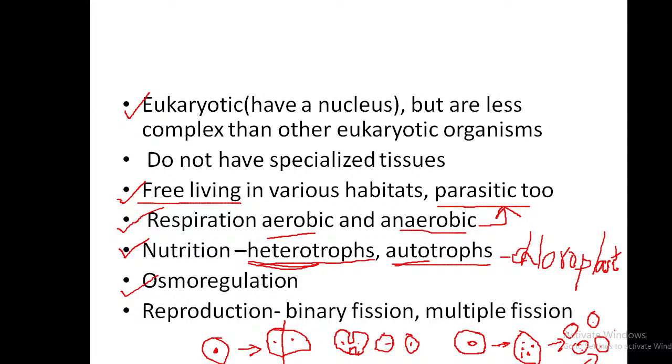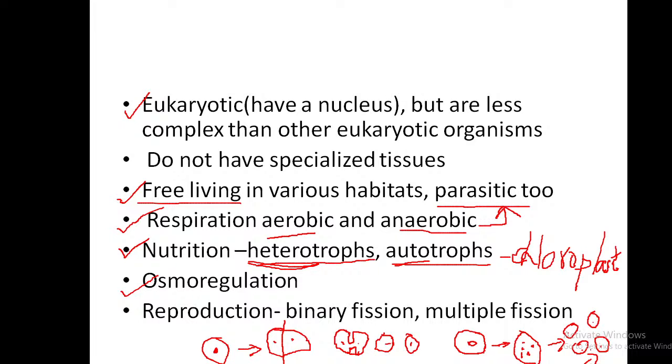So the protists are free living. They are eukaryotes. First point is they are eukaryotes, that means they have a true nucleus. Then there are plant-like protists, animal-like protists, and fungus-like protists. Then they are found in various environmental conditions or habitats like freshwater, marine, and terrestrial habitats.